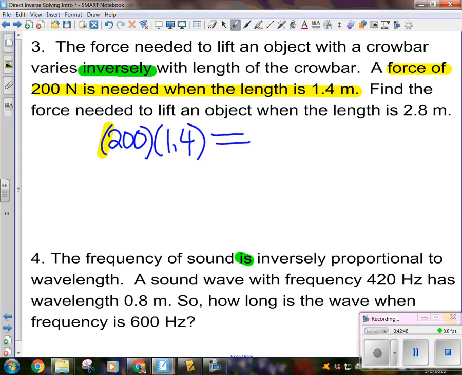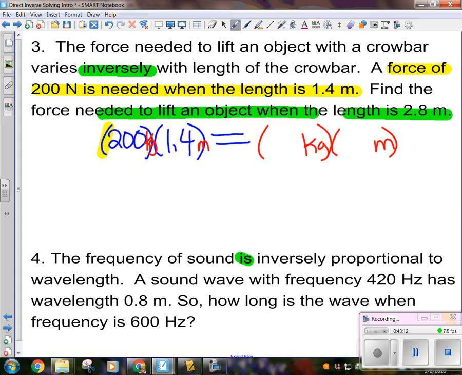Okay. All right. Find the force needed to lift an object when the length is 2.8 meters. So this is a kg number on your paper, and this is a meters number. I need a new kg number times a new m number. Well, what is my second m number? 2.8. And I don't know the force. So I'm going to put 2.8 right here, and I don't know this, so I'll put an X right there.